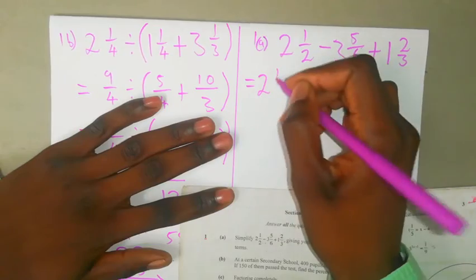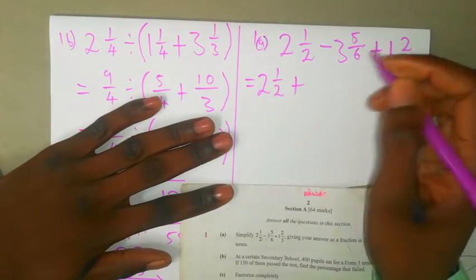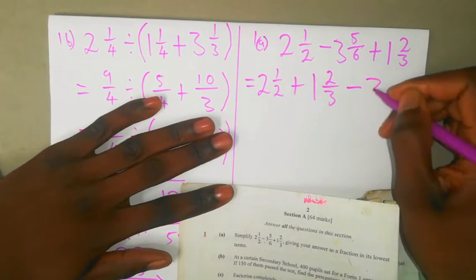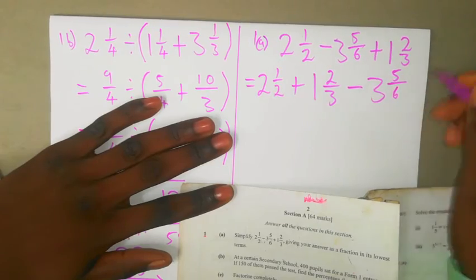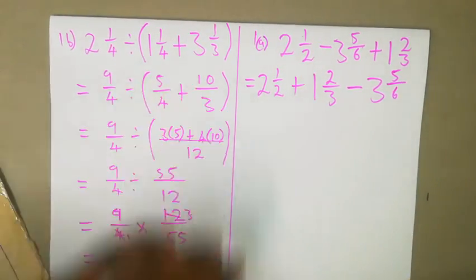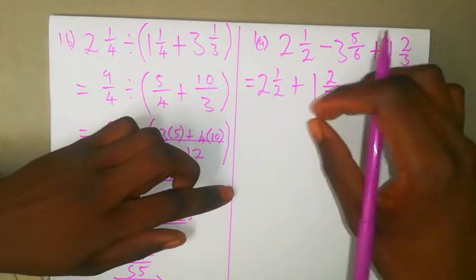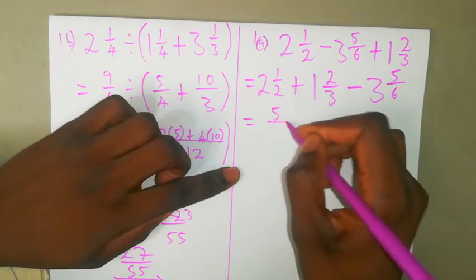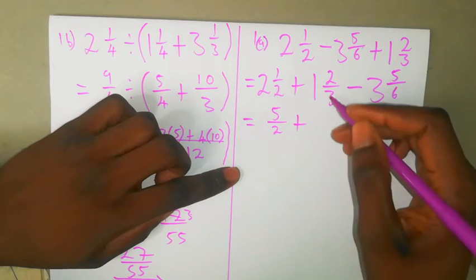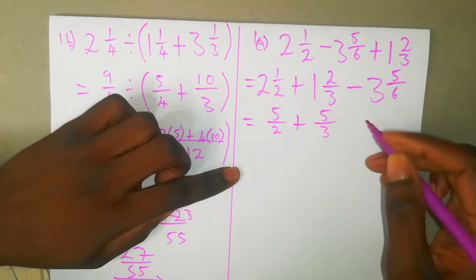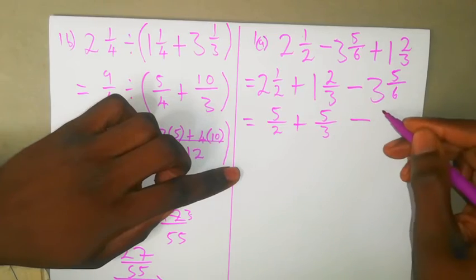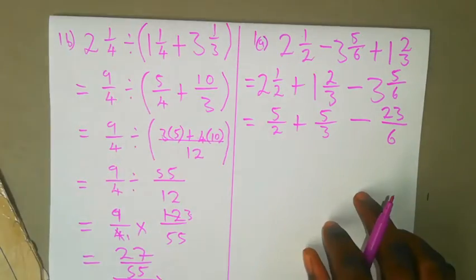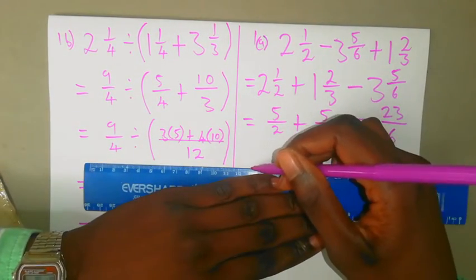So it's equal to 2.5 plus 1 and 2/3 minus 3 and 5/6. So now I have rearranged. Then I'll convert everything into what? Into improper fractions. So it's equal to 5 over 2 plus 5 over 3 minus 23 over 6. Since this is addition and subtraction, I'll put a single common denominator here.